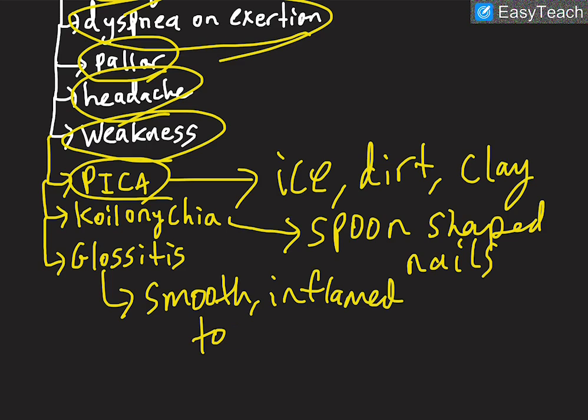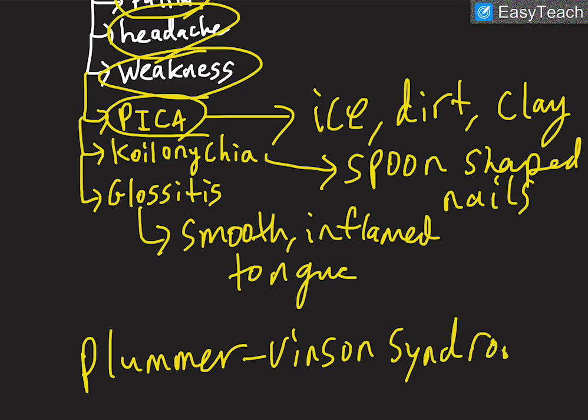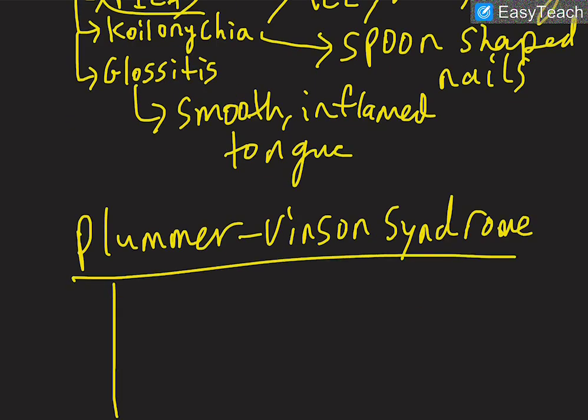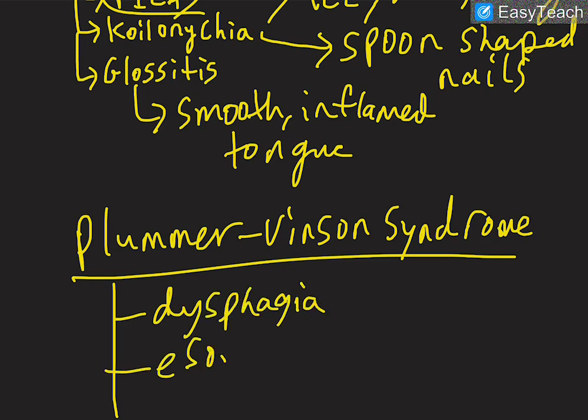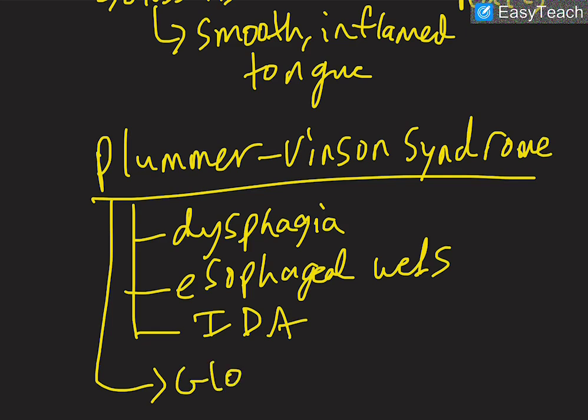You can think about this when thinking about Plummer-Vinson syndrome, where you find a triad of symptoms. So when you're thinking about glossitis and iron deficiency anemia, you should think about Plummer-Vinson syndrome. Plummer-Vinson syndrome is a triad of dysphagia, esophageal webs, and iron deficiency anemia. And then also another finding would be glossitis. So keep that in mind too.